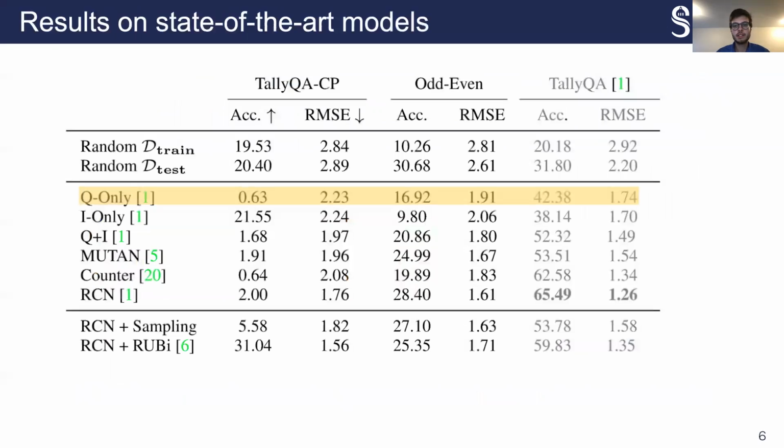We evaluated state-of-the-art models with our protocol. Expectedly, a question-only model performs extremely badly on TeleQA-CP, close to 0% accuracy, and also badly on the odd-even split. RCN, the current state-of-the-art on TeleQA, also performs very badly on our two benchmarks. Especially, it performs worse than the two random baselines following train and test distributions.